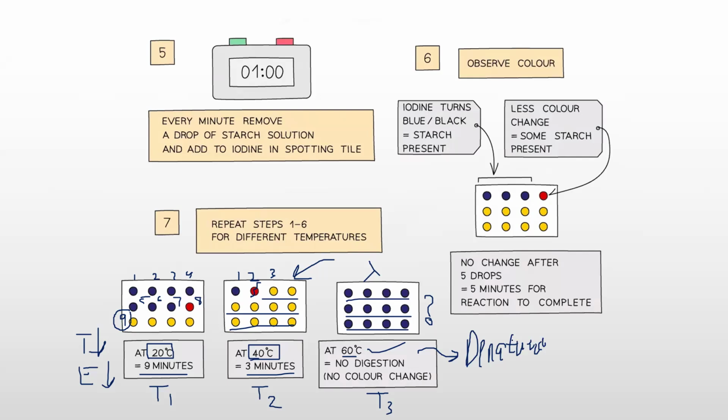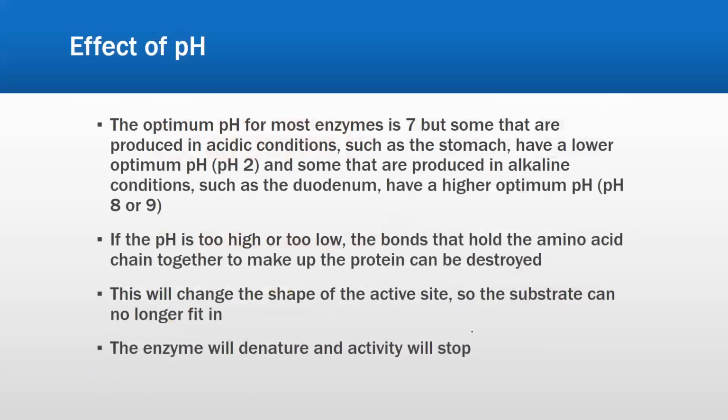present whenever you add iodine because there is no enzyme now over there in the beaker to break down the starch. Now we're going to talk about the effect of pH on enzyme activity.